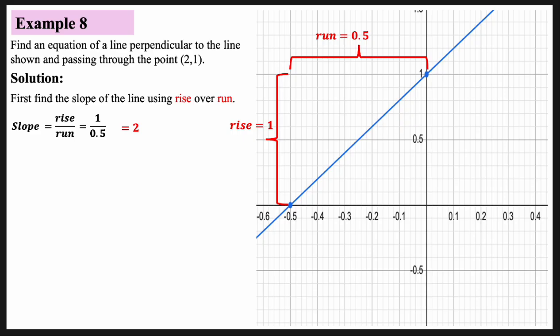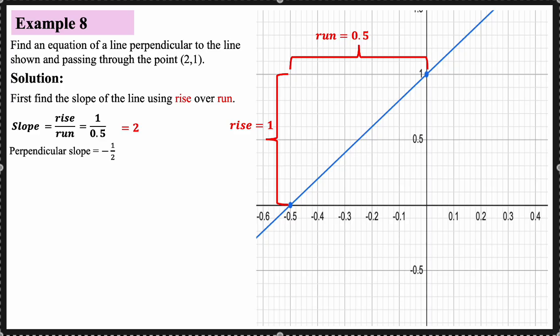Now, the perpendicular slope is going to have the opposite sign. It's going to be a negative number. And then, of course, the reciprocal of this number. Well, 2 could be written as 2 over 1 as a fraction. And then when you swap the numbers, it becomes 1/2. So it's going to be a negative 1/2. So an equation that is perpendicular to this will have a slope of negative 1/2.